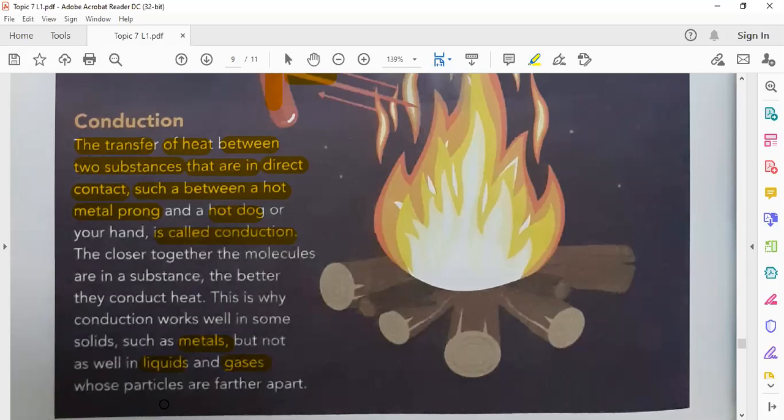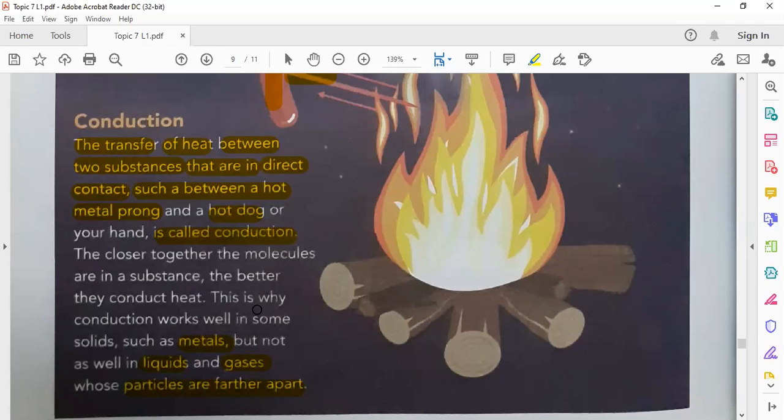Do you know why? This is because the particles are farther apart. Please understand this point. Conduction occurs well in solids because the particles in solids are very close to each other, so it is easier for heat to move from one particle to the next.